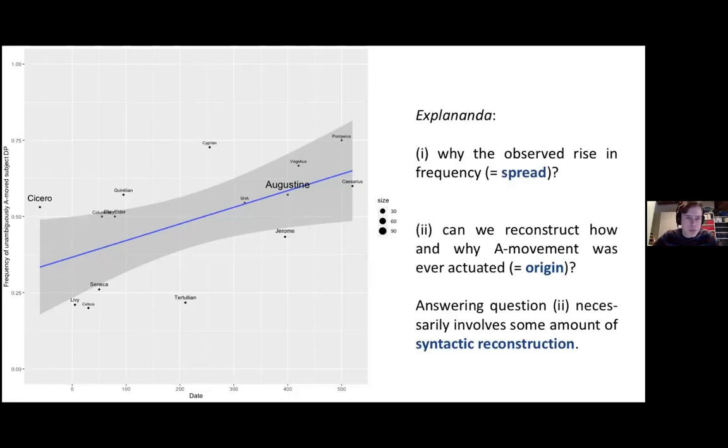What kind of questions does this raise? That's the usual suspects. On the one hand, why do we see this diffusion? Why the spread of one pattern to the detriment of another? In addition, there's also the usual question about actuation. So can we say something about how A-movement for DPs came into being? And in order to say anything about that second question, I will necessarily have to do some amount of reconstruction, because it's clear that it was there from the earliest records onwards. But I think that given a number of theoretical assumptions, it's indeed possible to say something about that.